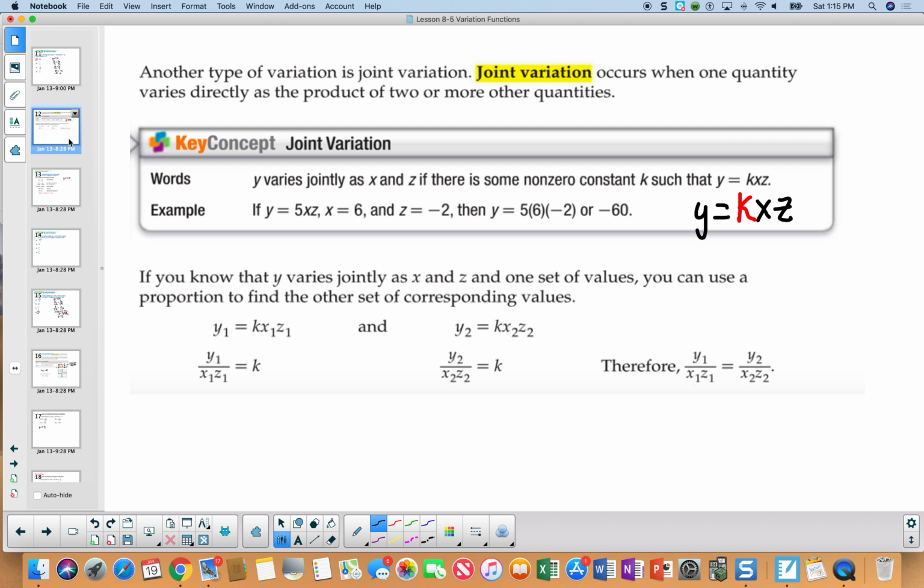Let's take a look at what we call a joint variation. Joint variation occurs when one quantity varies directly as a product of two or more other quantities. So now we have y equals our constant, but instead of just x, it's a product of x and z. We're going to do much the same thing. We're going to have our set of values in one of our equations, and we're going to isolate k. Another set, we're going to isolate k. We're going to make k by itself. And then we can take these two and make them into a proportion.